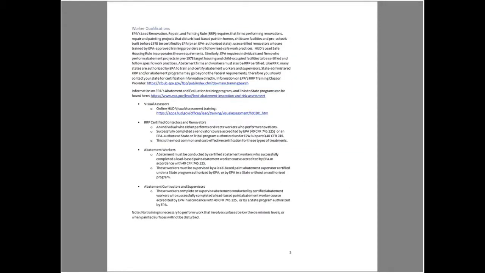And so, as Chris mentioned, the back side of this handout also provides some additional specifics about each of these levels and what would be required as part of that. And so specifically, I would just want to point out that abatement workers themselves need to be supervised by a lead-based paint certified supervisor as part of that requirement.